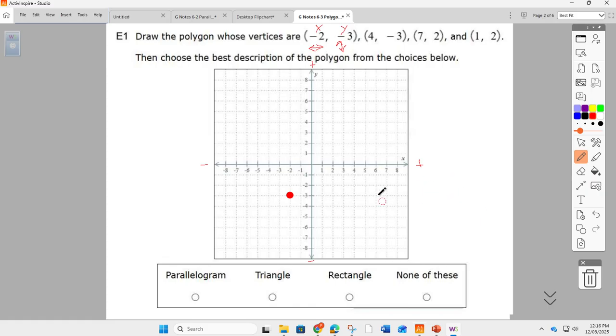And we're going to do that for all of these. So for -3, go to the origin, right 4, and down 1, 2, 3.